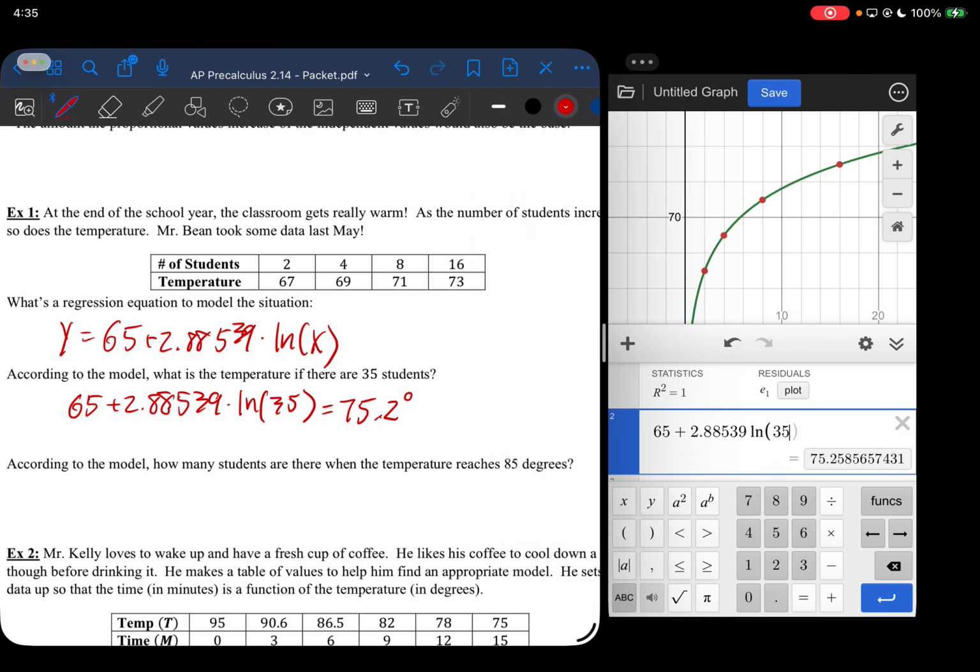Which makes sense because 35 is close to 32, and so it's just a little bit past it. So we're adding 2 to the y, so we're just going past 75.